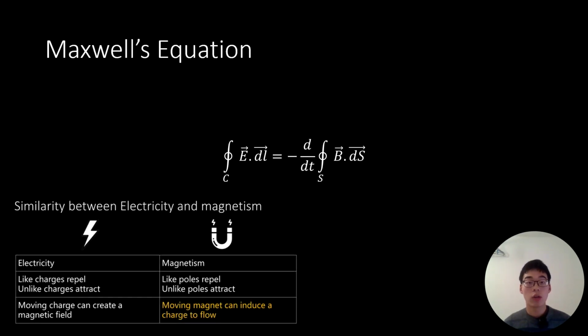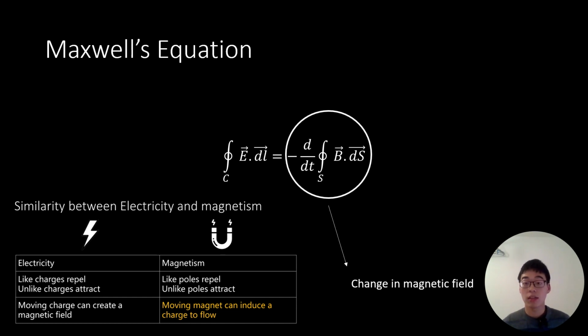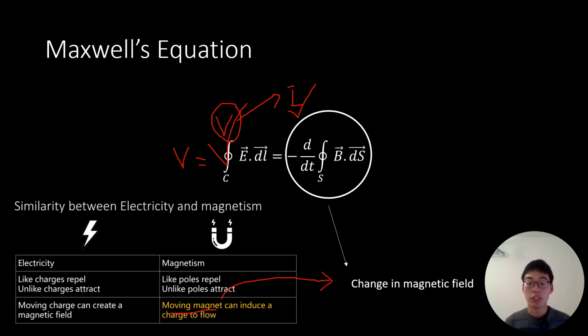And in this video, we are going to talk more about the right-hand side of this equation, which is related to a change in magnetic field. Remember, in the first slide, we said a moving magnet can induce a charge to flow, which means it will induce a kind of voltage, because voltage is the prerequisite of a current. Only when we have voltage can we have a current, which means when we have a charge flowing, we have a current, we definitely have a voltage. So the first one is actually related to the left-hand side. So the right-hand side should be related to a moving magnet, which means a change in magnetic field.